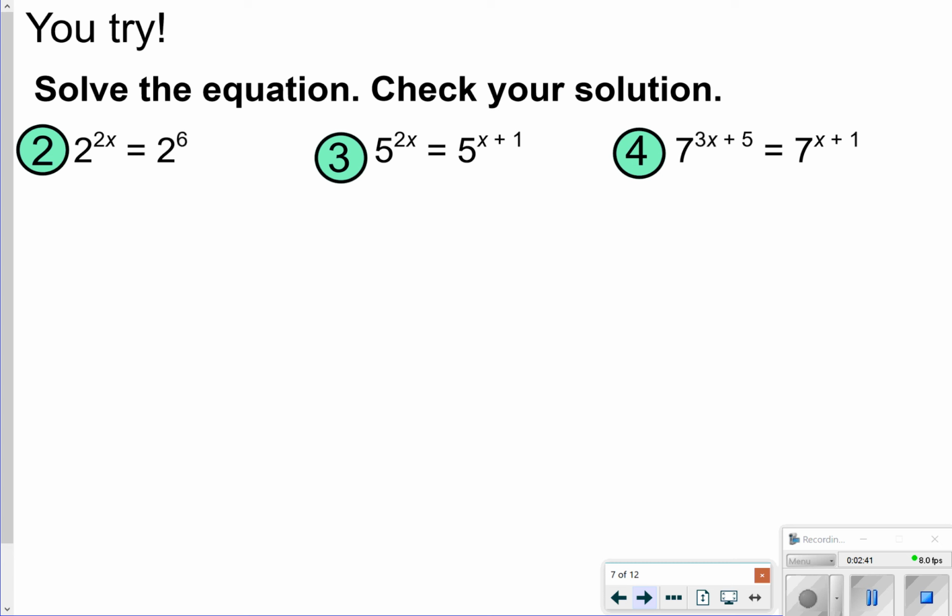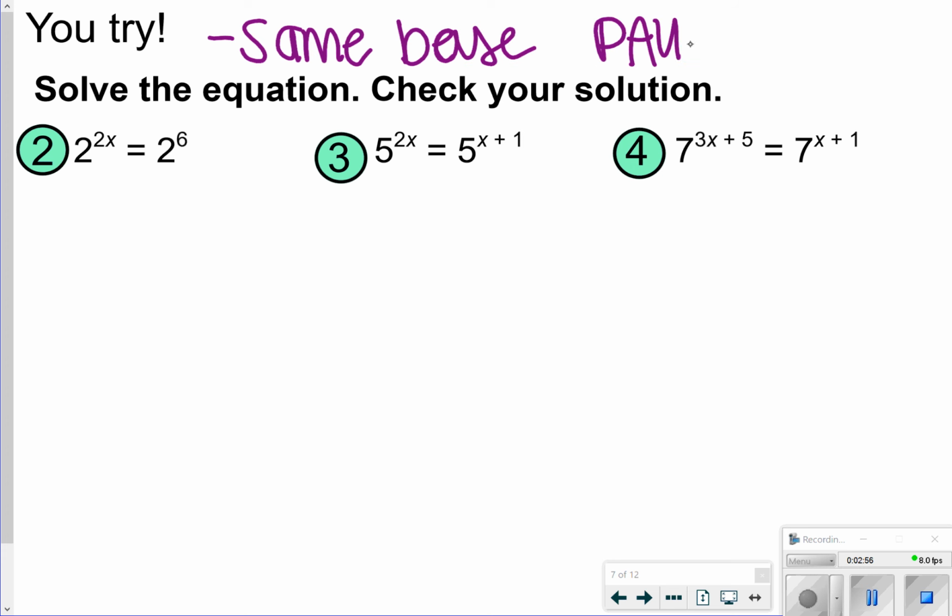Here are 3 that you're going to get to try. It says solve the equation, then check your solution. Again, just make sure that they have the same base, and if they do, you can set your exponents equal to one another and solve. Let's go ahead and pause here so you can try 2, 3, and 4, and then once you're done, click play so you can check your work.